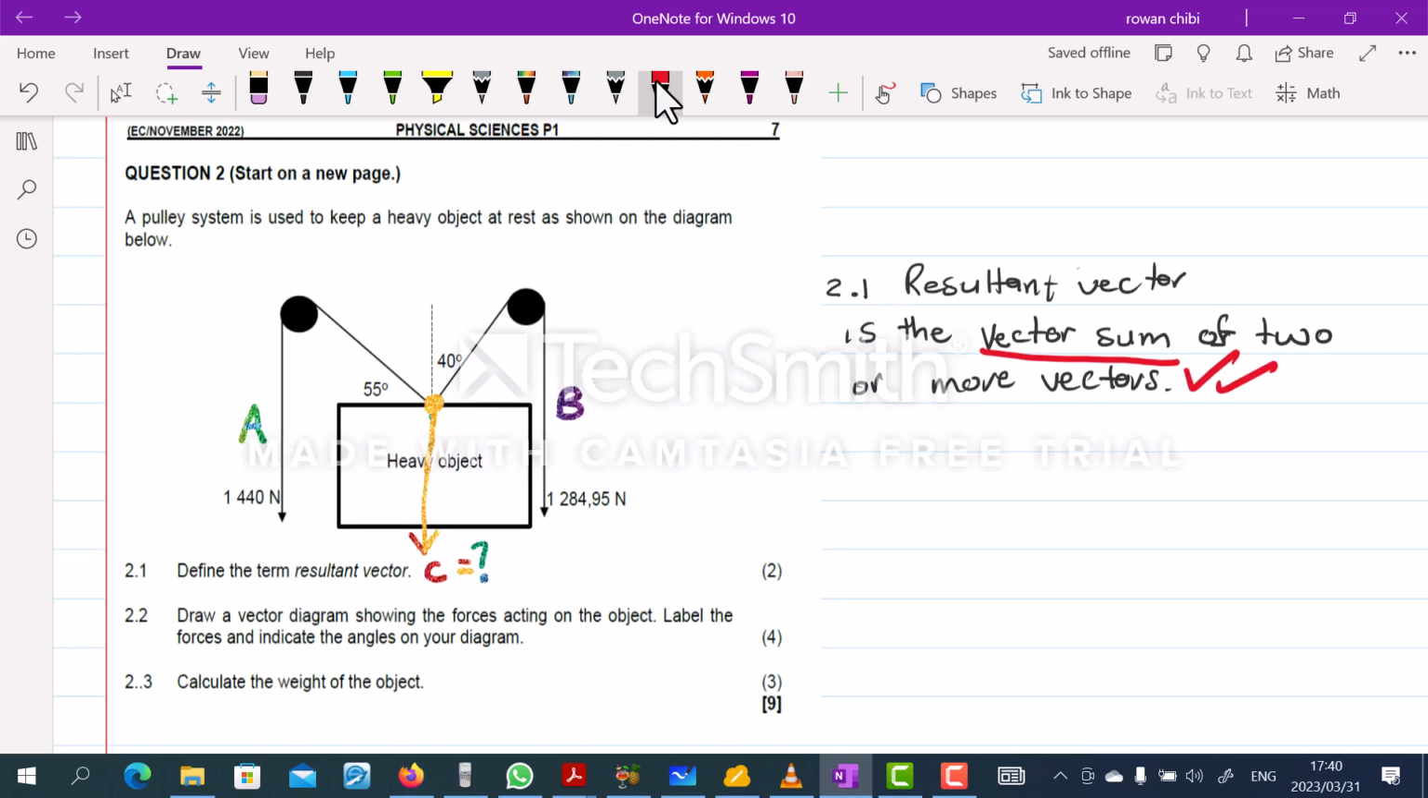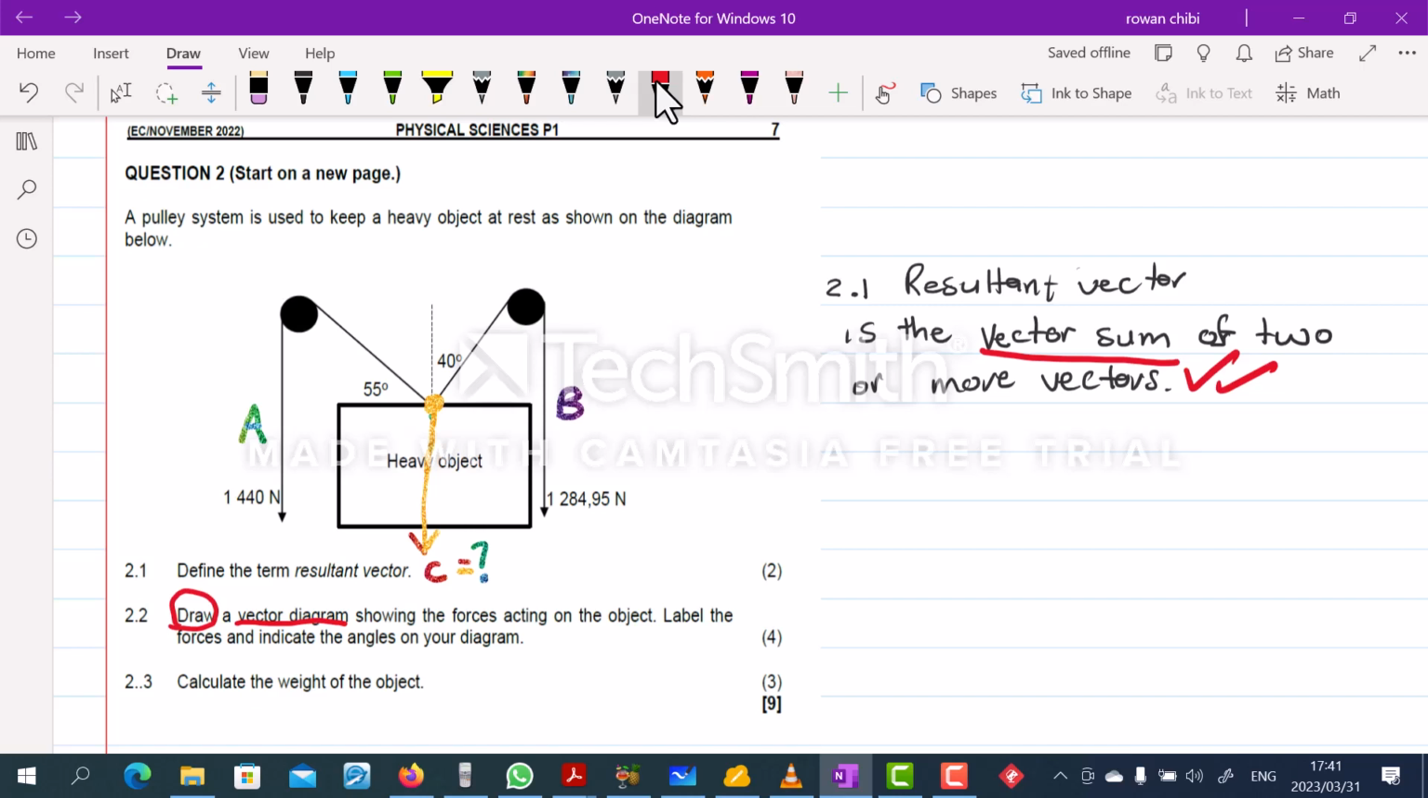So let's go to question 2.2. Draw a vector diagram showing all forces acting on the object. Label the forces and indicate the angles on your diagram. So what they want here is a vector diagram. They said we must draw the vector diagram showing all forces acting on the object. Label the forces and indicate the angles.